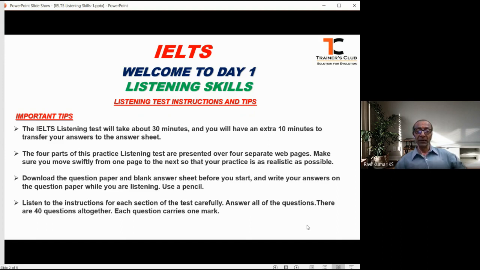Then listen to the instructions for each section of the test carefully. Right? That means the moment you play the audio of the listening test, there will be certain instructions given to you by the speaker. Okay? So listen to those instructions very carefully. Otherwise, there are chances of you missing the instructions and you may not give the right answer.